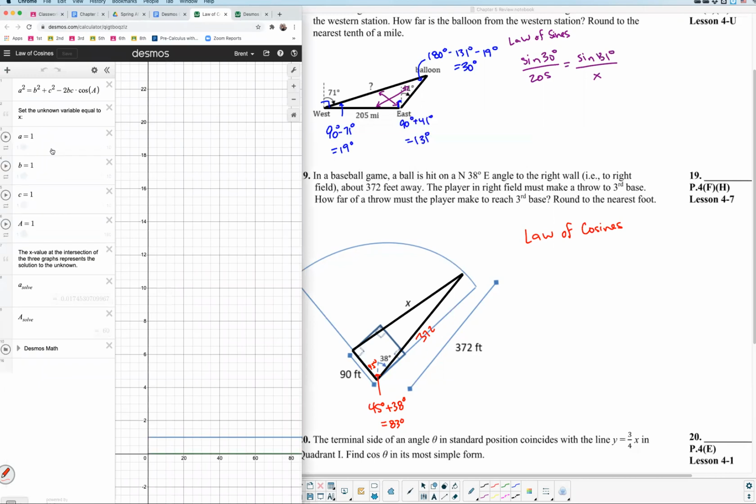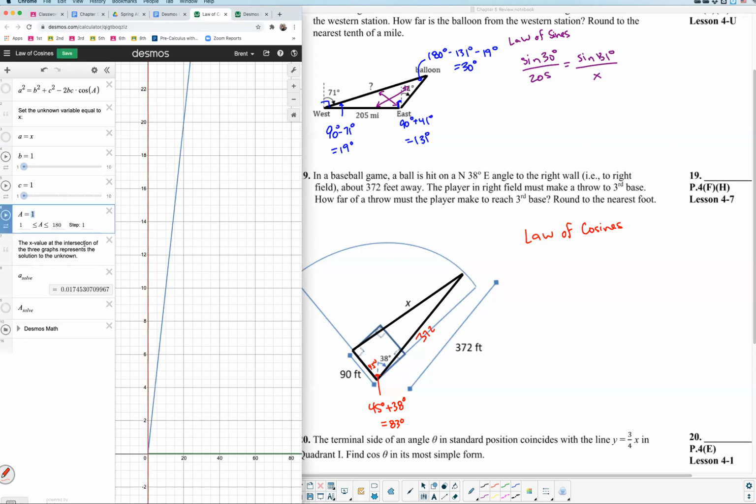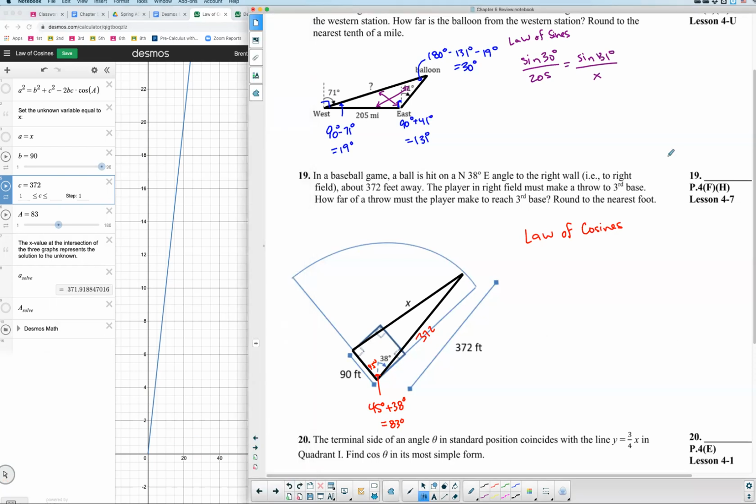This is the side length we're looking for, and we do have the angle across from it, which is 83 degrees. My sides are 90 and 372. This problem says round to the nearest foot, so I round that value to the nearest foot, which would be 372 feet. That would be my answer here.